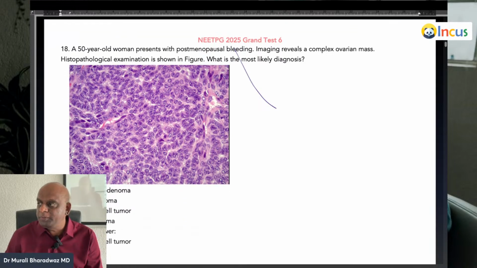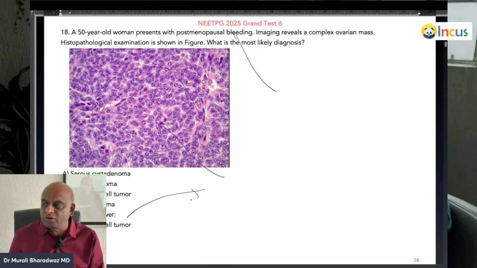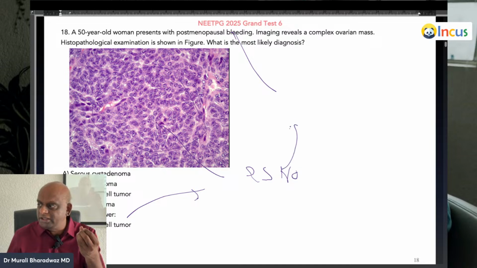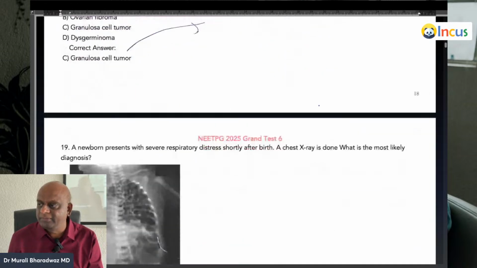50-year-old with postmenopausal bleeding, image shows a complex ovarian mass. Histopathology is very classical of granulosa cell tumor. Granulosa cell tumors are all very rich in estrogen production. That's the reason that leads to precocious puberty, especially when it occurs in young girls.